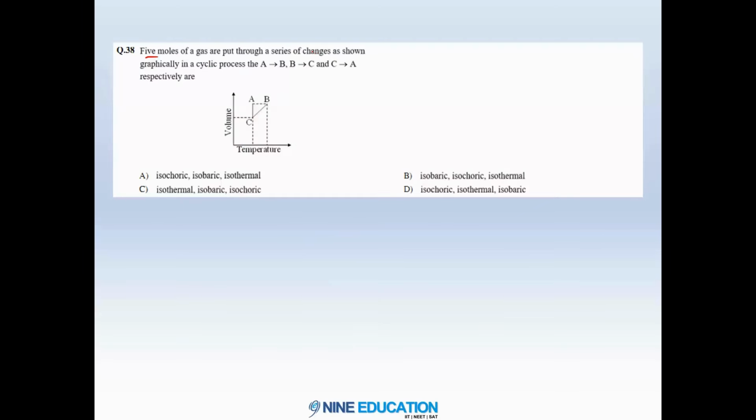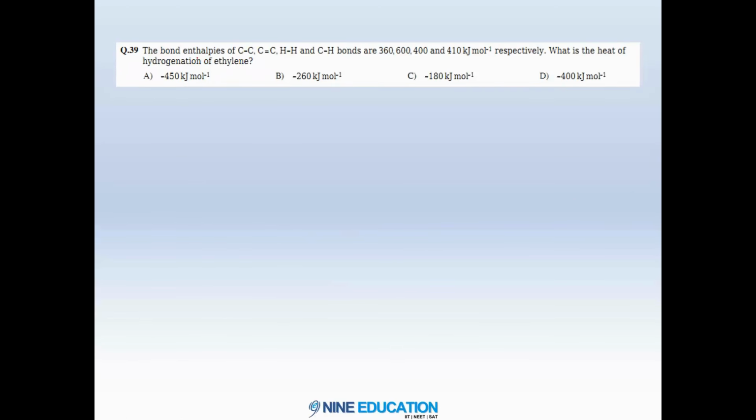5 moles of gas put through a series of changes in a cyclic process. A to B, in this case volume is constant, so it is isochoric, right? So option A or D can be correct. Now B to C, volume is proportional to temperature, so clearly pressure is constant. So it has to be isobaric. Then C to A, temperature is constant, so it is isothermal. So that's again a straightforward answer.